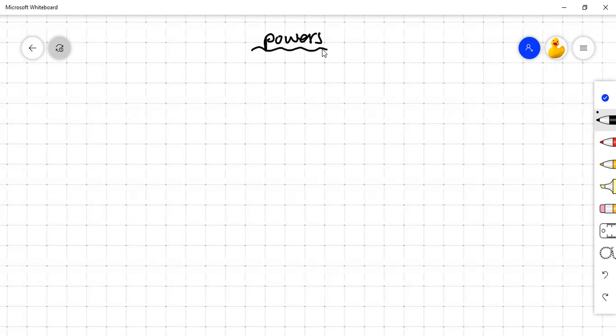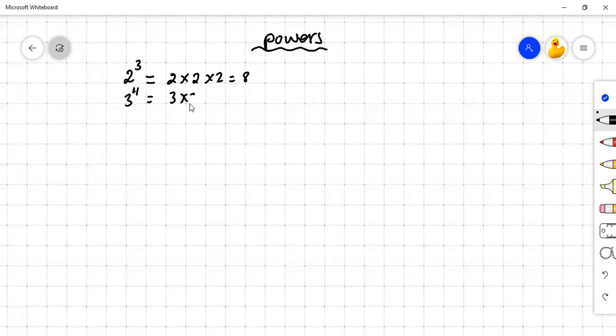First of all, let's talk about the definition of a power. What is a power? What is 2 power 3, for example? This is 2 times 2 times 2, 3 times, which is equal to 8. Again, if we have 3 power 4, for example, it's 3 times 3 times 3 times 3, 4 times, which is equal to 81 if you want to calculate it.